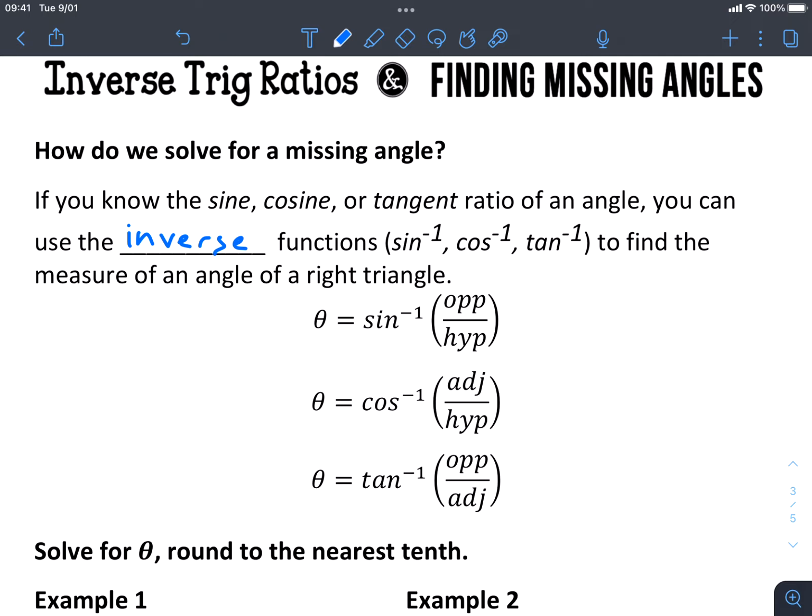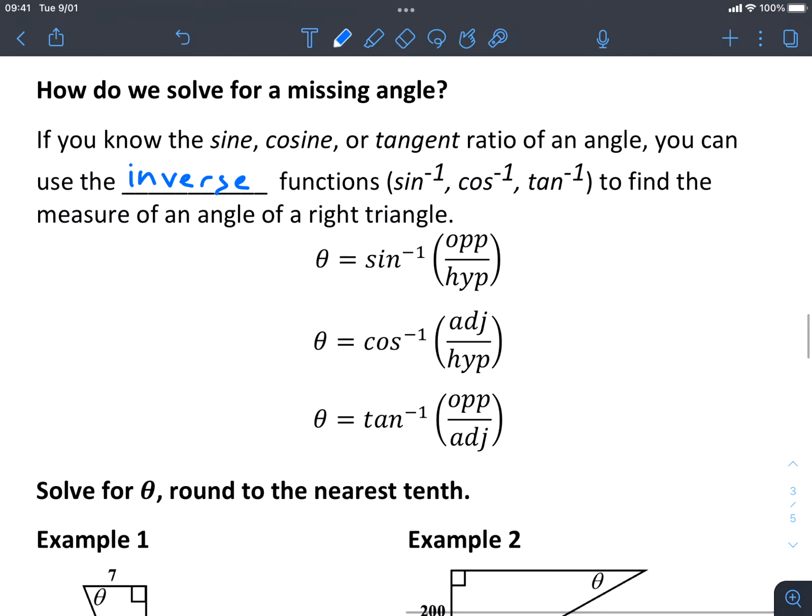So what we would essentially do is take the ratio that the sine, cosine, or tangent function represents and put that in place of the theta that we would normally write. So let's take a look at some examples of that happening.